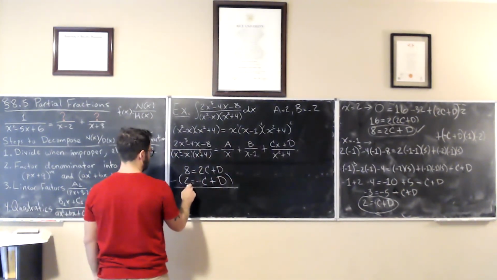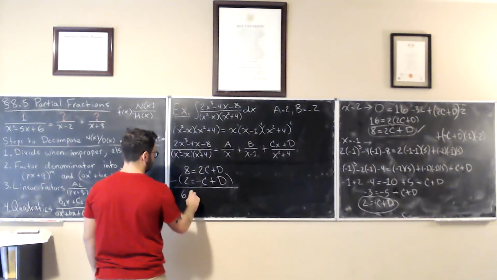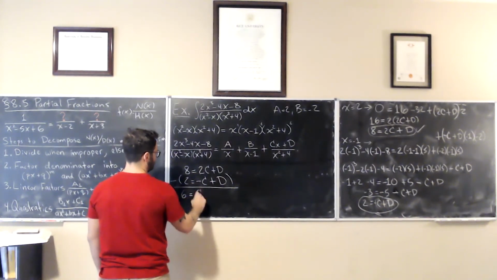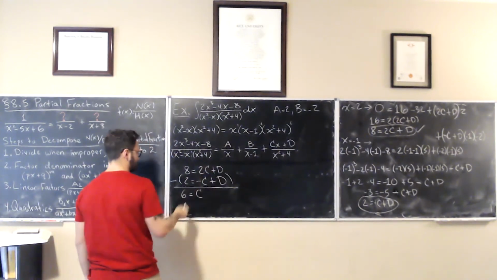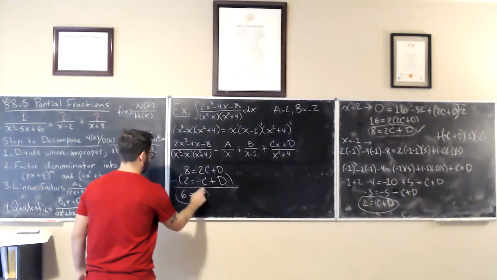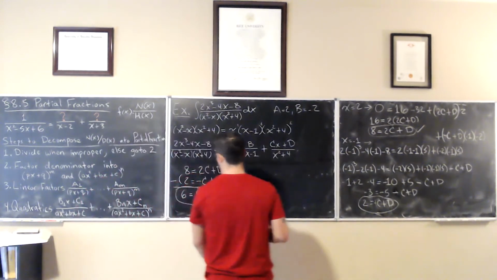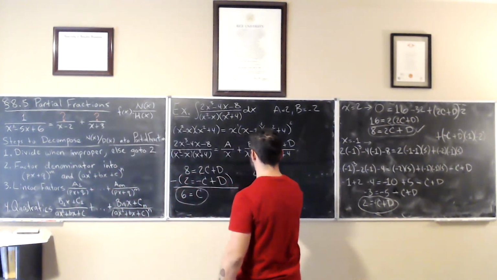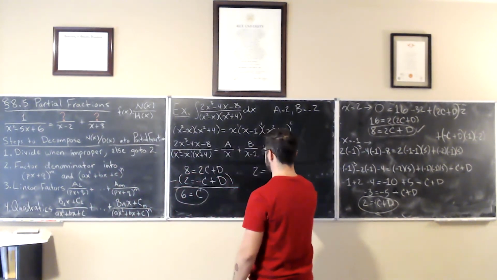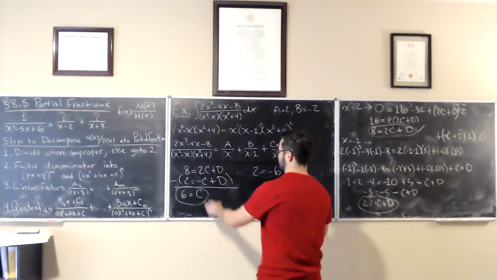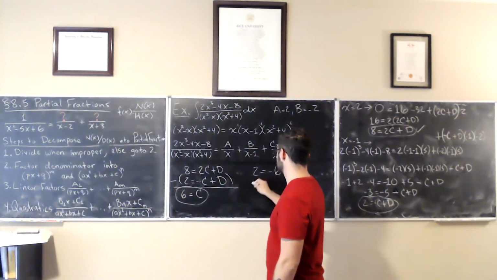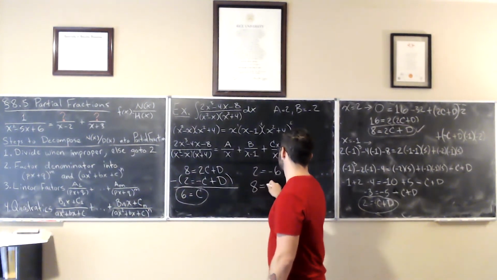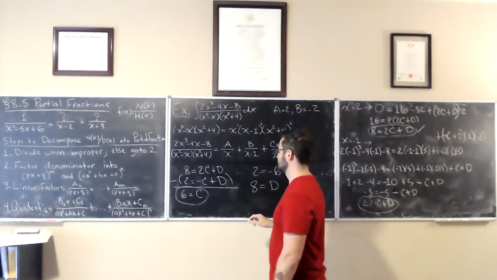So this would be 6c done. 2c minus c, 6c. All right, so that's one of the variables. So then I can just plug in and say 2 is equal to -6 plus d. Plug in for c there. And then we get that 6, 7, 8. 8 is equal to d.